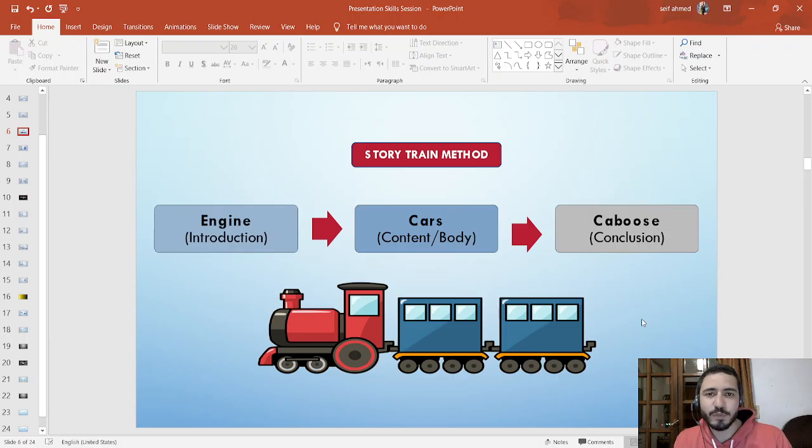So starting with the structure of your presentation, you need to include three major things. To give a simple analogy to these three components, we will think about the presentation as if it is a train. A train is composed of three main parts: the engine at the beginning, the cars at the middle, and the caboose at the end. This is the same exact thing for your presentation. Your presentation is composed of an introduction at the beginning, a body at the middle, and a conclusion at the end.